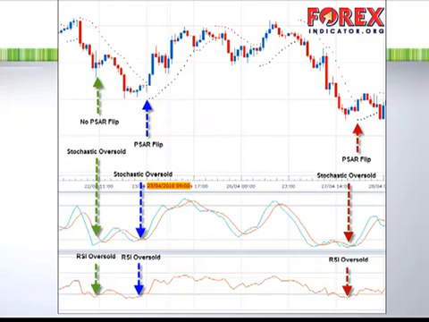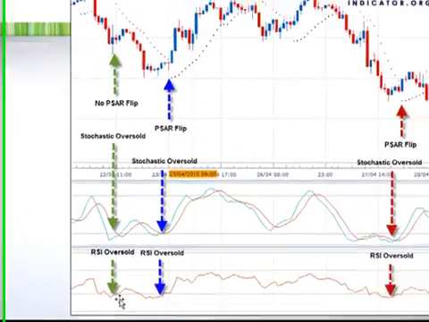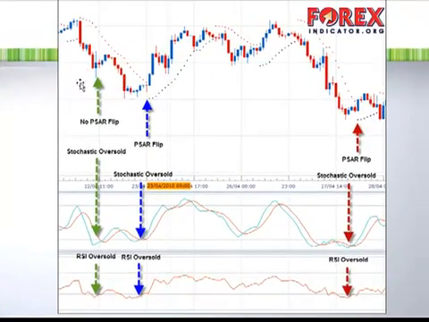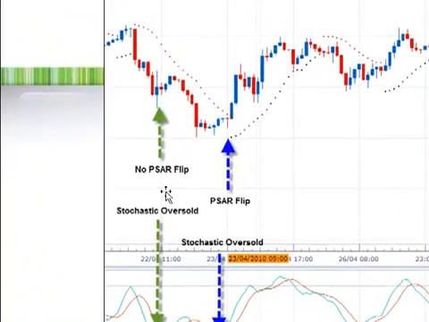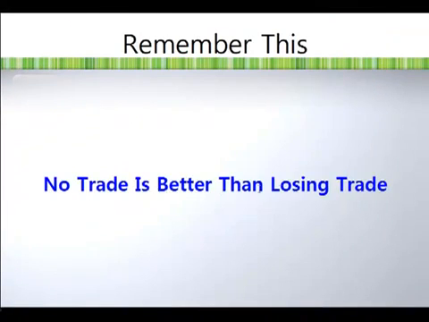Okay, so I hope that you like this video tutorial. And you must remember this: as long as these two show overbought or oversold, and the PSAR did not flip, you do not enter a trade. Because this is very important, sometimes no trade is better than a losing trade. The key to becoming a good trader is to preserve your capital.